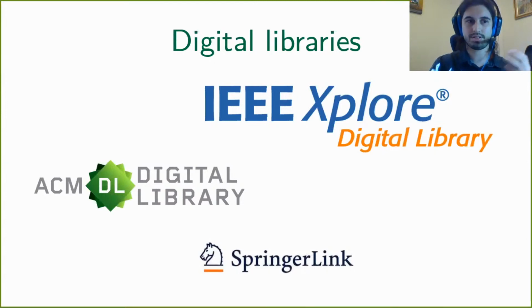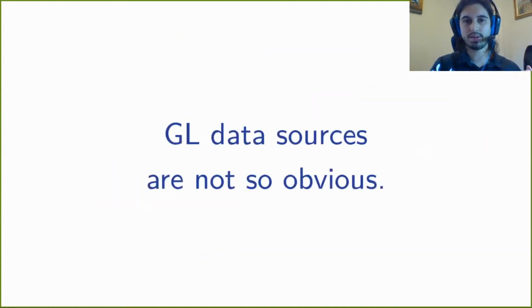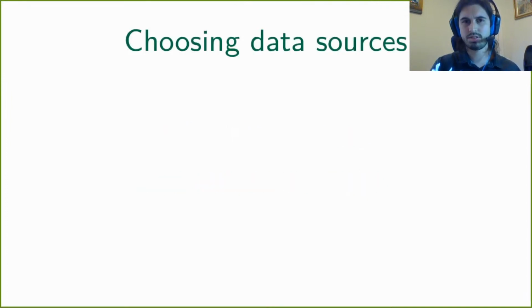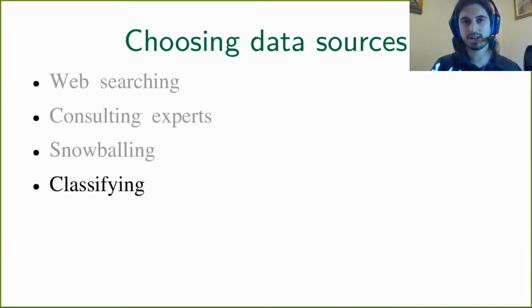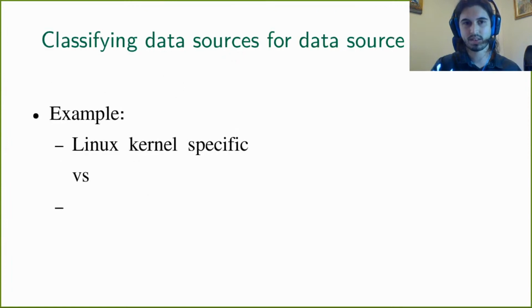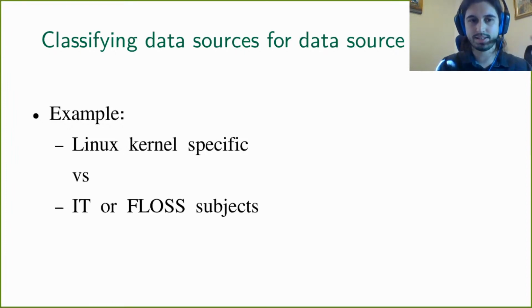Usually, for traditional reviews, we employ very well-known and prestigious digital libraries. But for gray material, choosing these data sources is not so obvious. So you need to define a process for choosing them. You can web search for them, consult experts, gather snowballing references from key documents, or classify data sources according to some criteria. For example, in our case, we classified our data sources as dealing specifically with the Linux kernel or dealing more broadly with IT or open source subjects. So we prioritize the evaluation of specific data sources first.